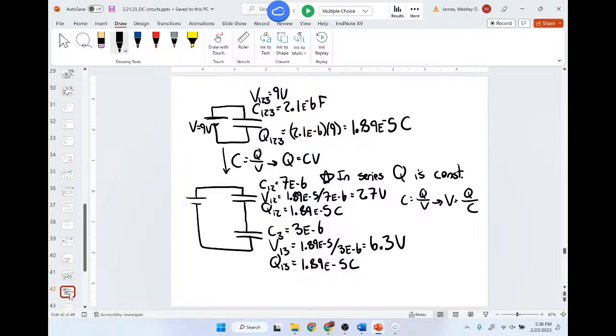How do I know that? Remember our rule of voltages. If this is a 9 volt drop, the voltage across both of these together should be 9 volts. 6.3 plus 2.7 equals 9. It's always nice when things work out. Makes you feel good about yourself. All right.